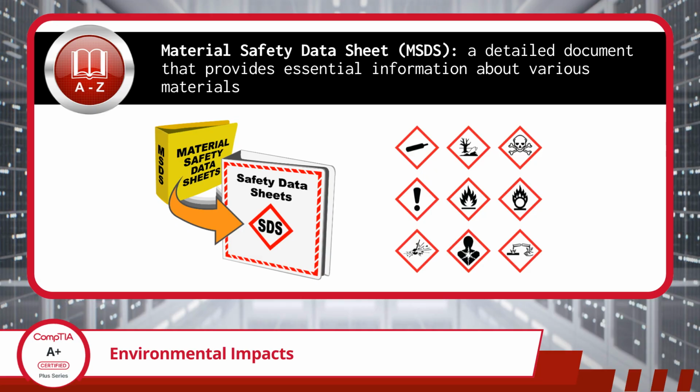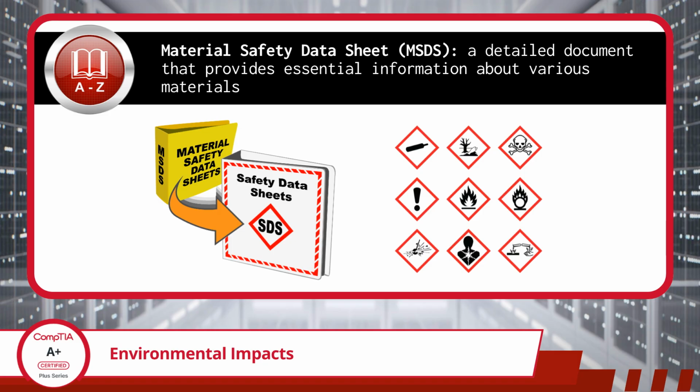So let's start with the basics: how we handle and dispose of the tools and materials that power our technology. Many items, like batteries and toner cartridges, or older equipment, like CRT monitors, can't just be tossed into the trash, they require special disposal methods. That's where material safety data sheets come in. Think of a material safety data sheet as the ultimate cheat sheet for handling potentially hazardous materials.